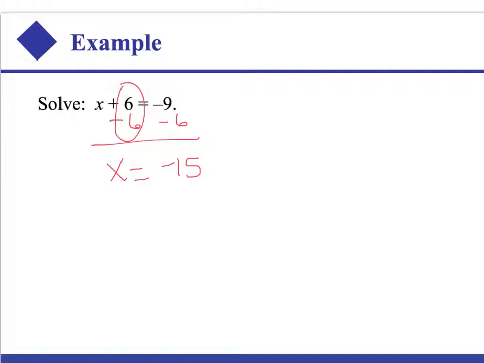The next thing you need to do is go back and check. Negative 15 plus 6 equals negative 9. Now we're trying to balance, so negative 15 plus 6 does equal negative 9. Negative 9 equals negative 9, so this is true. So we checked our work. Guys, there's no reason for you to make a mistake in this class on these assignments if you check your work.